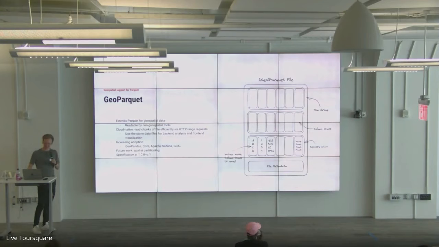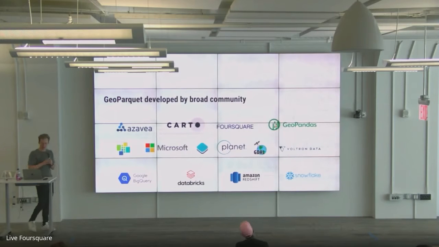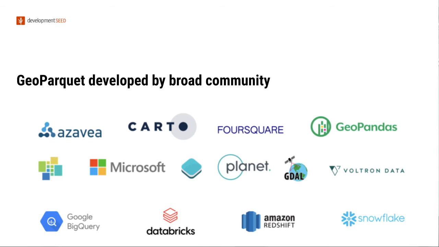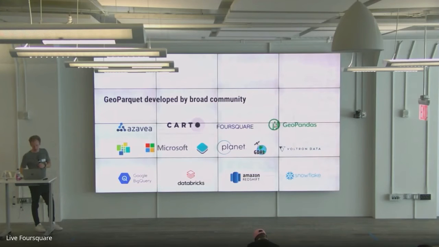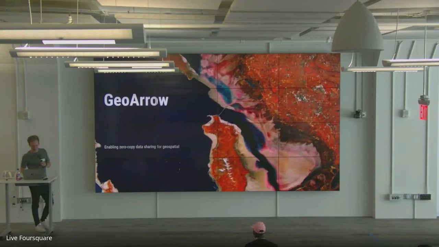Spatial partitioning is not yet part of the specification. So that's something that we plan to have in 1.1, but the data format is really useful still before then. There's a huge community that's working on integrating this file format, and so I think that GeoParquet on its own will become very widely used in the next few years, and it's already really useful in the browser for some reasons that we'll get into later.